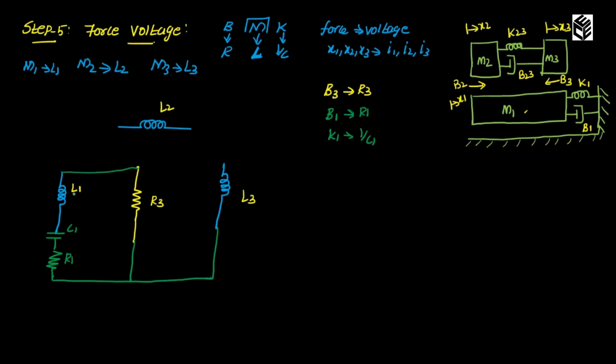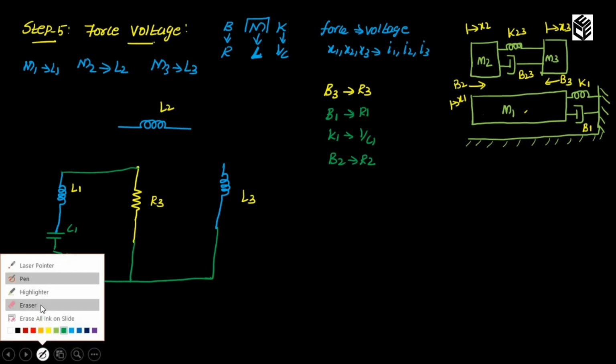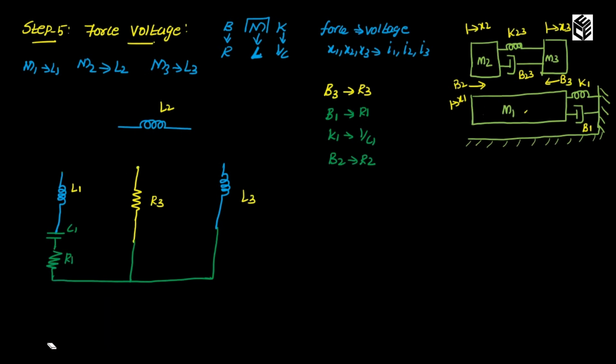Now I need to check whether there is any common element between L1 and L2, that is node 1 and node 2. I have a common element B2. So B2 is replaced as R2 between node 1 and 2. So between node 1 and 2 I have a common element R2. So I am drawing here R2, my node M2.